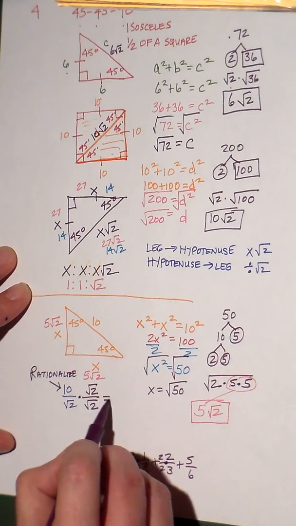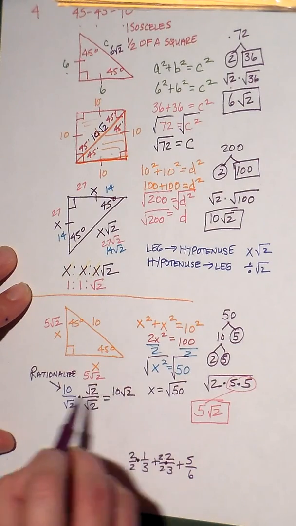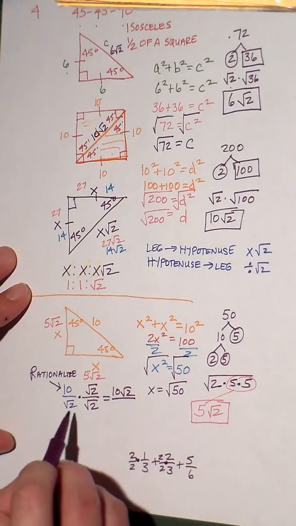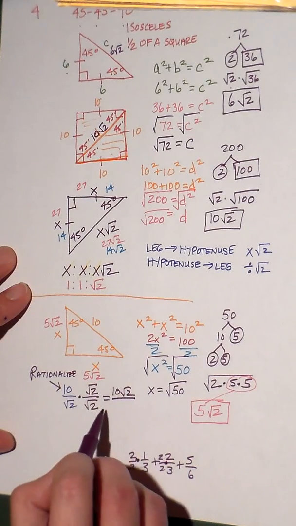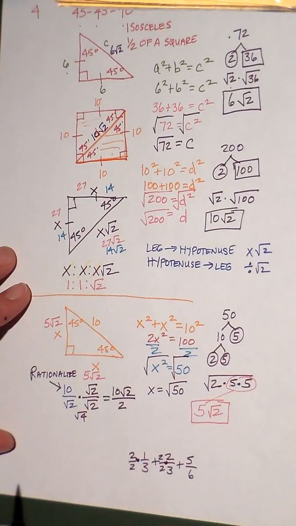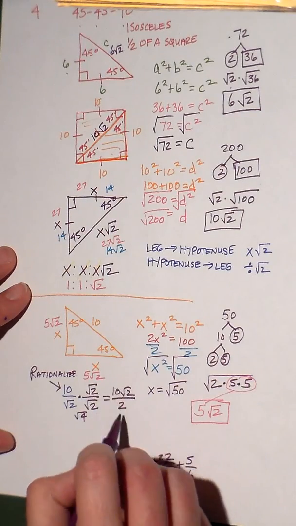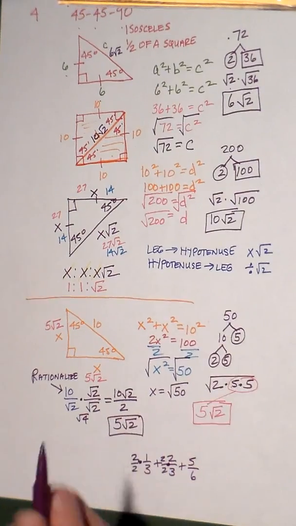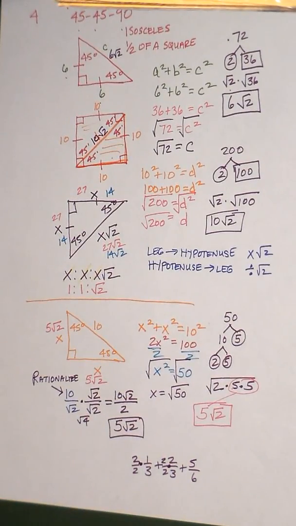So let's multiply across. 10 times square root of 2, I can't multiply what's outside times what's inside. But square root of 2 times square root of 2 is square root of 4, which is what? 2. And then I can reduce. 10 divided by 2 is 5. So you get 5 square root of 2.